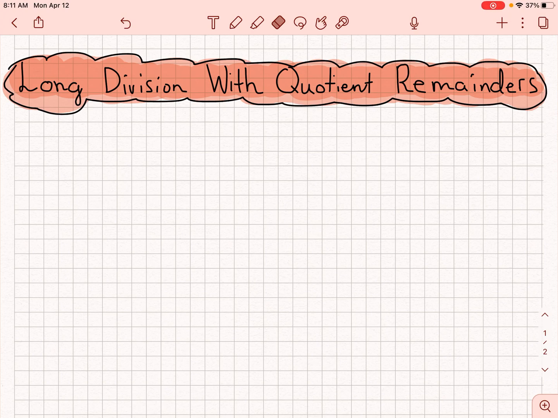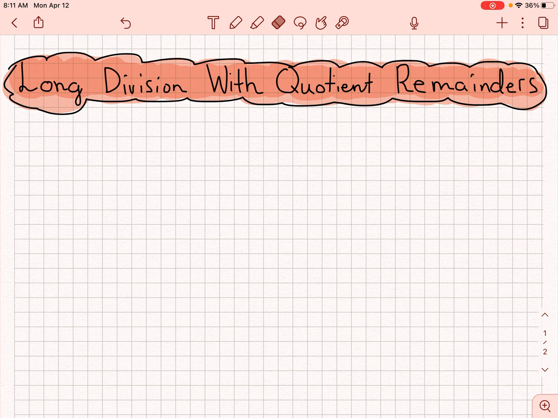Welcome to today's math lesson, long division with quotient remainders. Today, we're going to learn some tips and techniques that make long division with quotient remainders a lot easier. So to begin with, let's start with a problem that might seem pretty familiar to us.